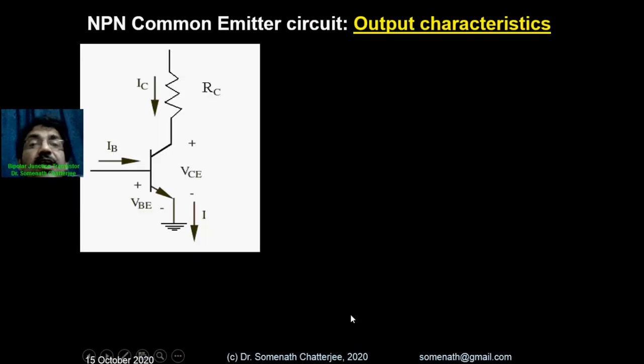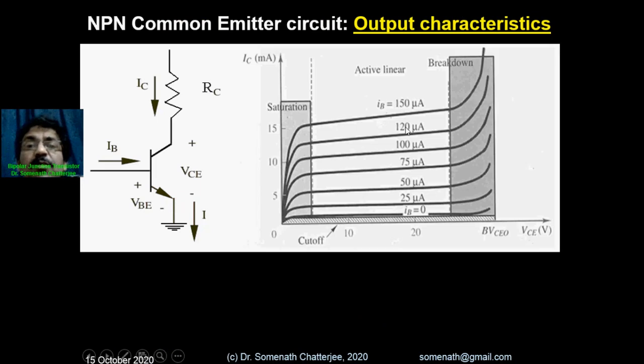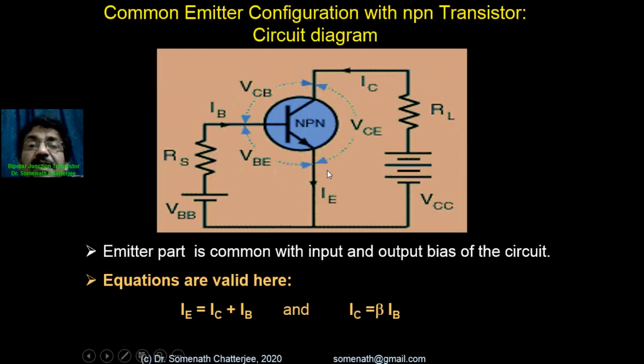So for the NPN common emitter circuit, this is the output characteristics. You know these things. In the output characteristics, it looks like this. Here I am showing the breakdown region also. If you go to the previous slide, you can see IB is the base current, the input current in this case, and the input voltage is the base to emitter voltage. Similarly, the collector to emitter voltage is the output voltage, and the output current is IC.